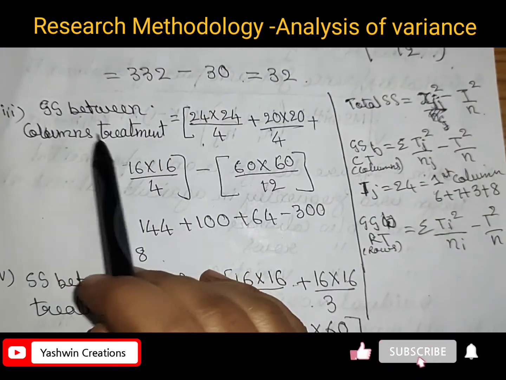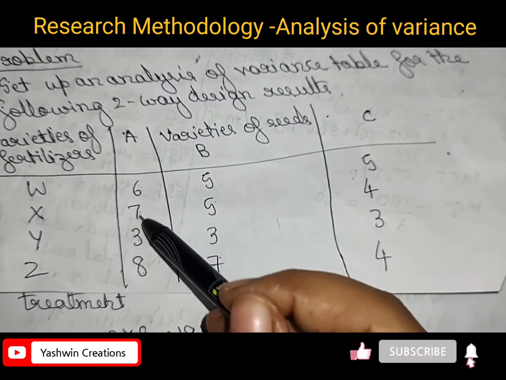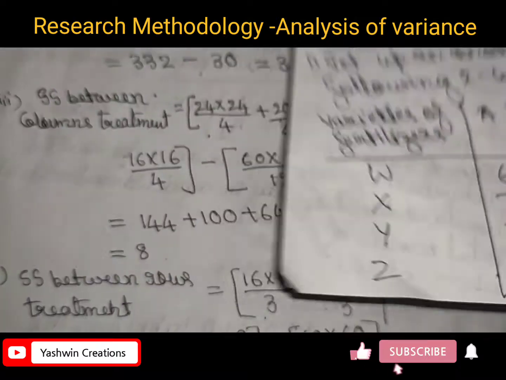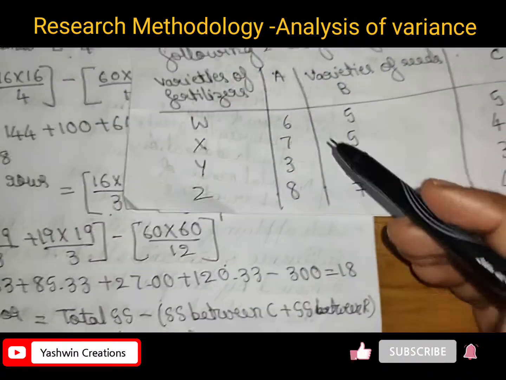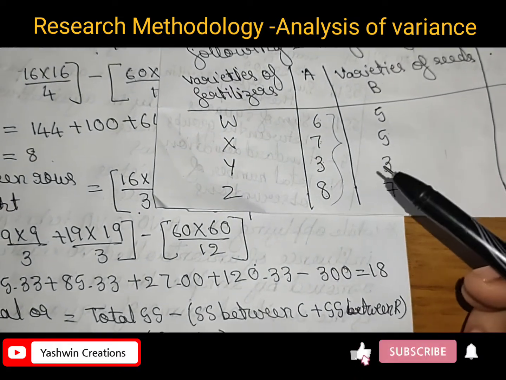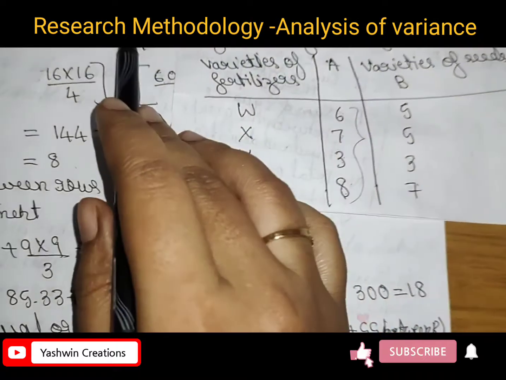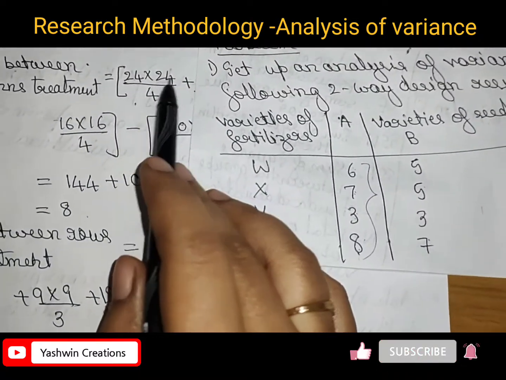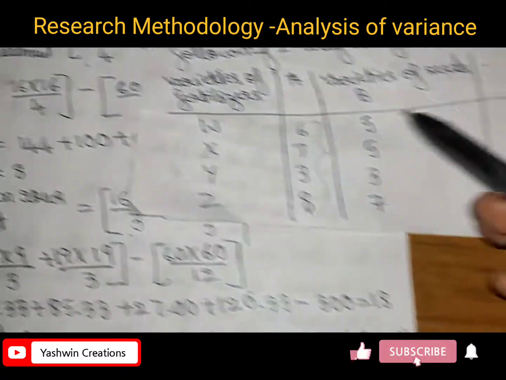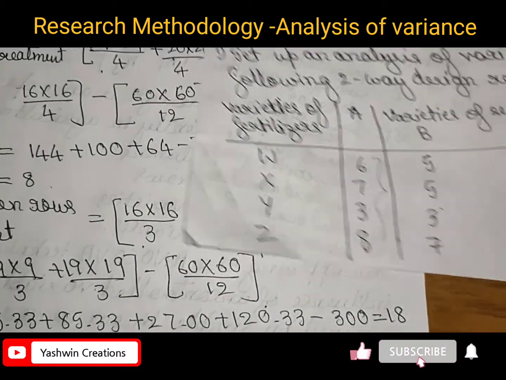Next, SS between columns treatment. Between columns means here 6, 7, 3, 8 like that. So now you can see here 6 between columns; overall how much will you get? 24. Overall, if you add this one, 24, you will get 24. So 24 into 24 divided by 4, again next you can add here 10, again 20.